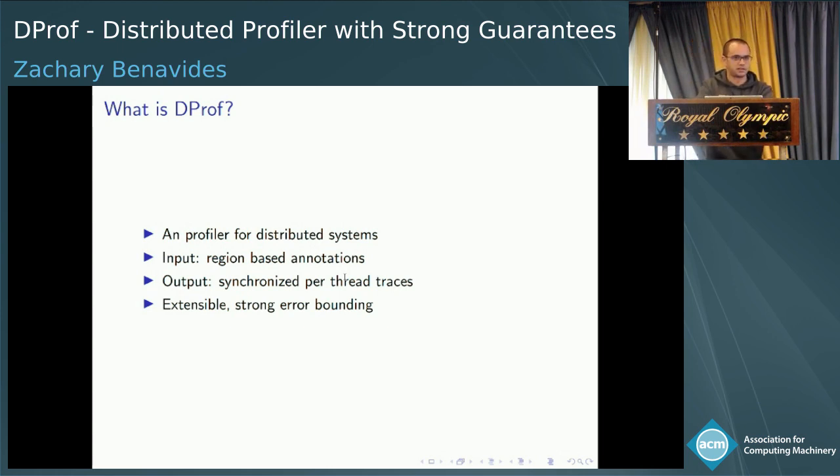So the goals of DProf are twofold. First, we want it to be extensible, sort of like a platform for rapid prototyping of new analyses that you want to write. And secondly, we want it to provide strong error bounding. So this process of providing these synchronized timestamps is one that's not perfect. There's some error that gets introduced when you do this, and the unique thing about DProf is that it gives you strict bounds on how big that error can be.